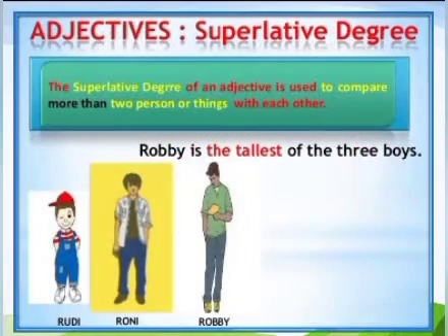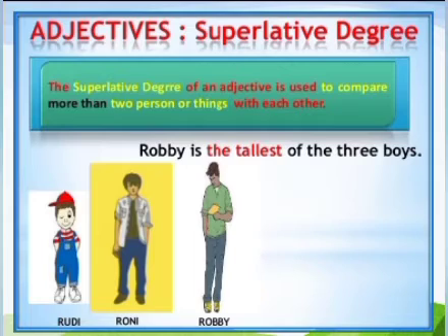Now let's talk about the superlative degree. The superlative degree of an adjective is used to compare more than two persons or things with each other. In comparative, we have the comparison between two things only. But when you are having the comparison among many, which can be 3, 4 or many, but more than 2, then we use the superlative degree of adjective.